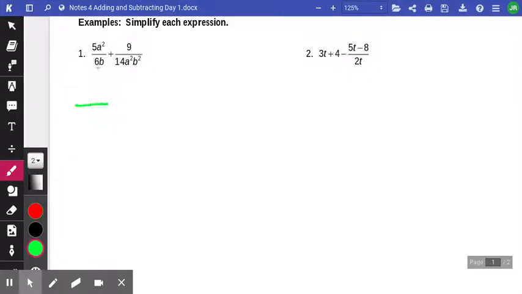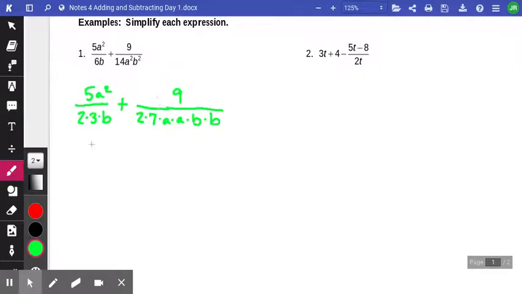So my first fraction is 6 times b. You don't have to do all of this, but I'm going to show you what it's going to look like in factored form, writing out the prime factorization. So 6 is 2 times 3, and then we have b. So 2 times 3 times b. Plus, in this denominator, we have 14, which is 2 times 7, and then a squared, which means a times a, and b squared, which is b times b. All right, numerators. I'm just going to go ahead and leave those alone.